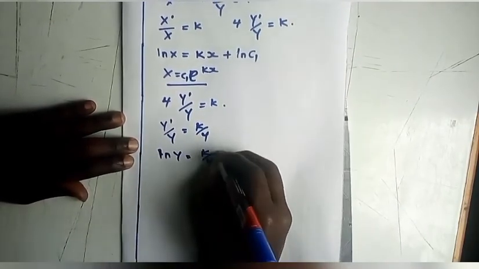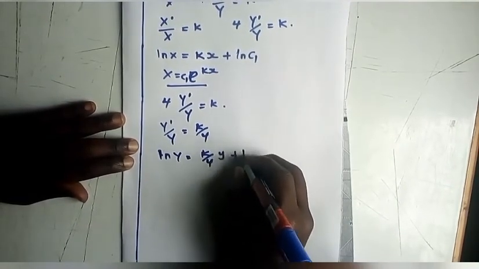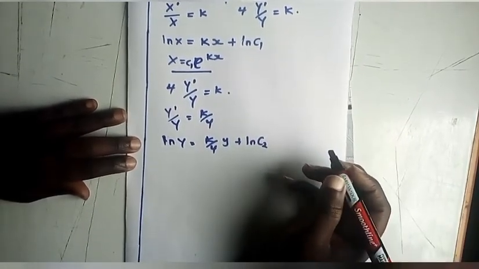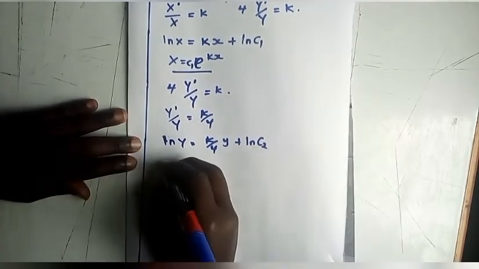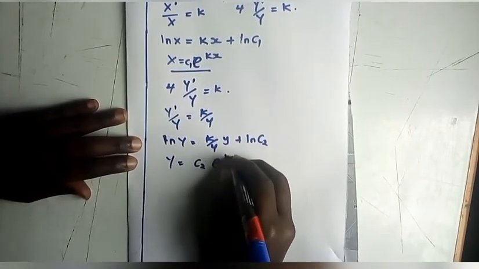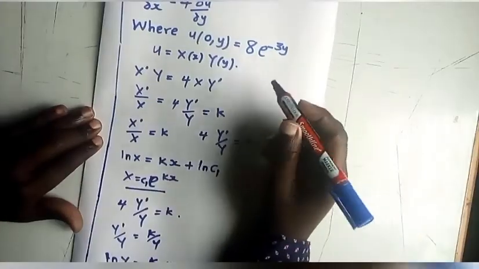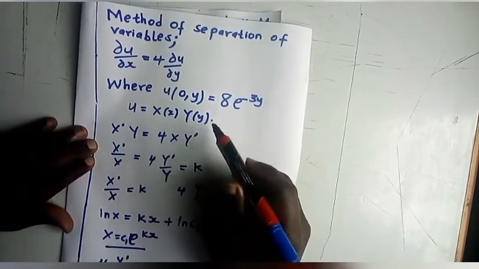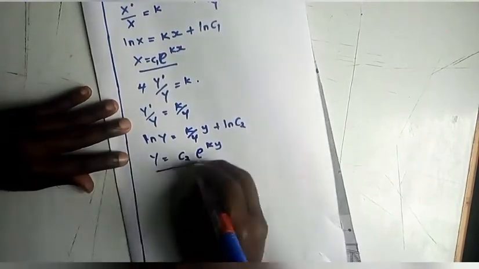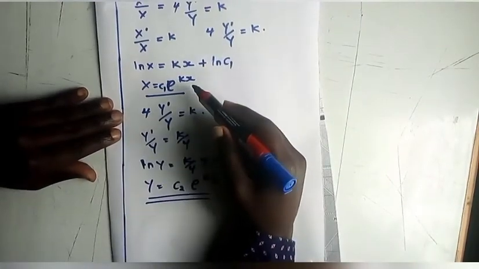When you integrate a constant, we are going to introduce the independent variable y, okay, plus a constant. We are going to name this other constant c2, okay. And this is now going to be Y is equal to c2 exponential of k over 4 times y, okay. But when we go back to our function, u was equal to X times Y. Now this is a product of X and Y, and we have two values here. Y is equal to c2 exponential of k over 4 y, and X is equal to c1 exponential kx.